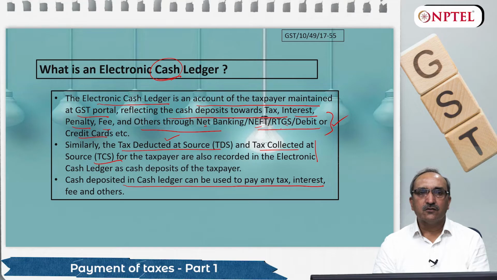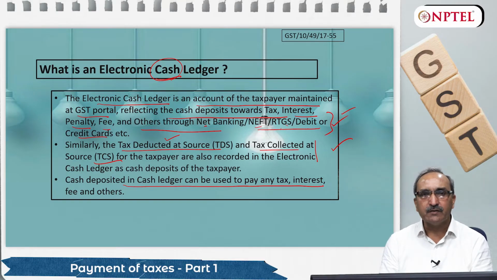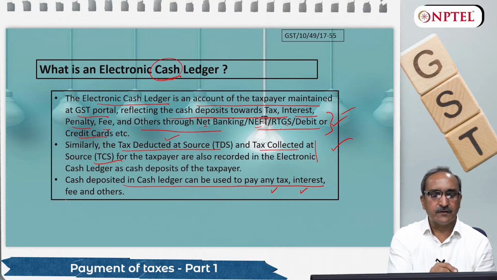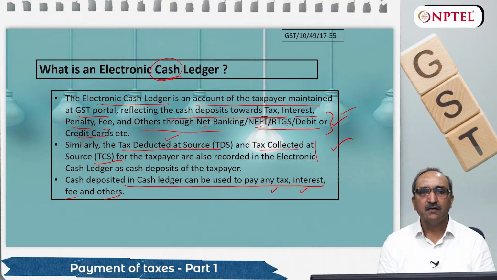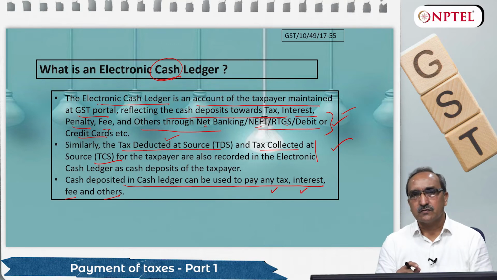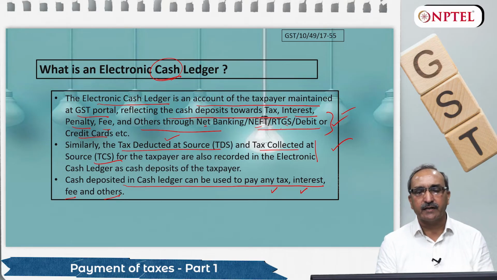So friends, whatever amount of cash is deposited by you can be used for the payment of any type of tax under GST, any interest if there, any fee meaning late fee, or any other charges if you are supposed to pay under GST for some other reasons. They can be straightaway paid through this cash ledger. So it is again a ledger maintained, like we have studied the electronic credit ledger.